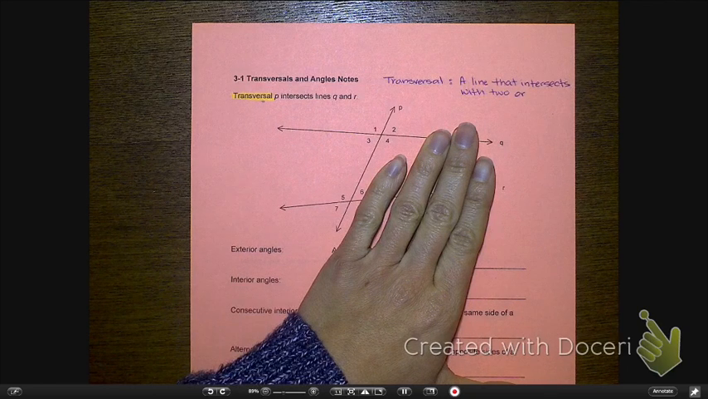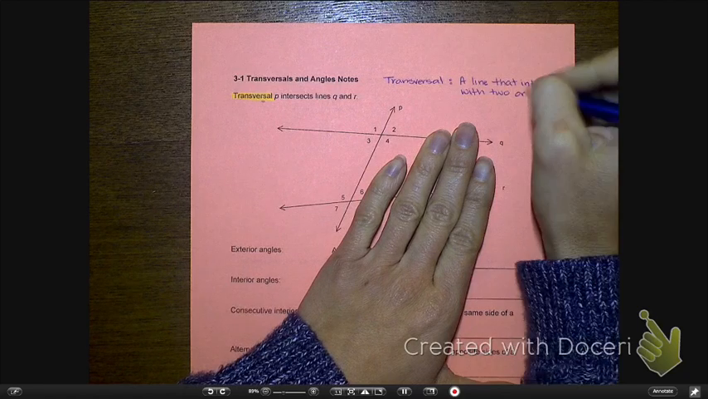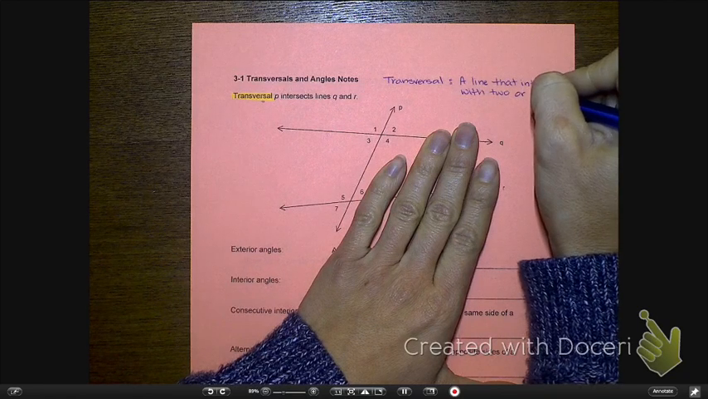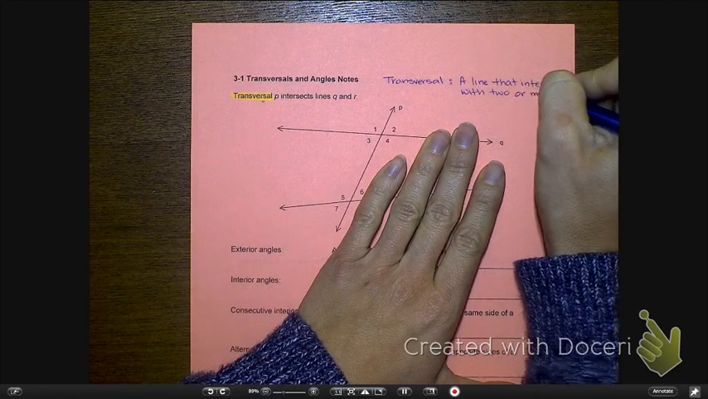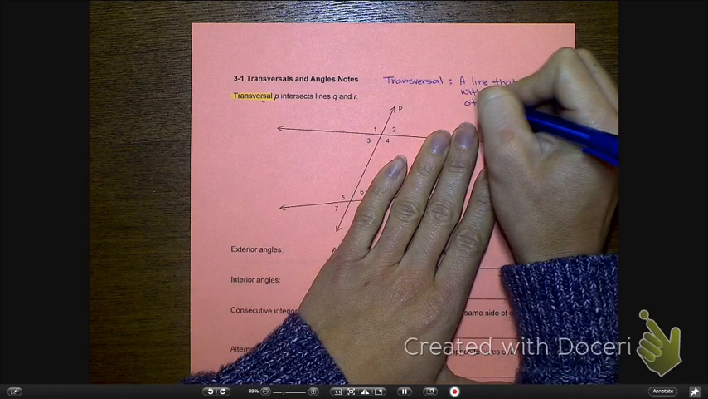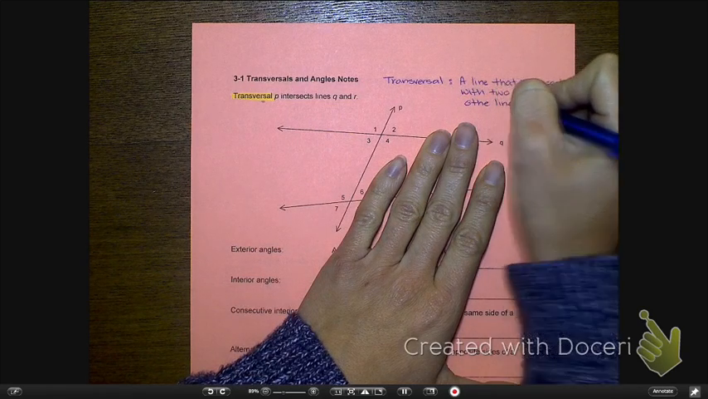Is that better? Okay, then move up front. Is that better? Okay. All right.